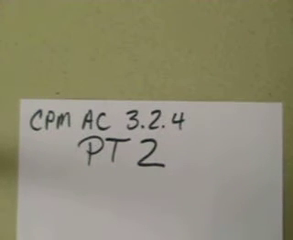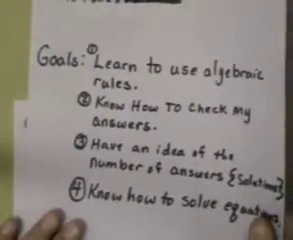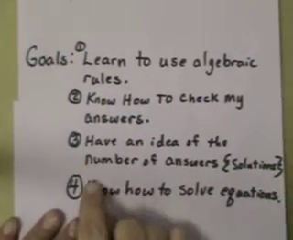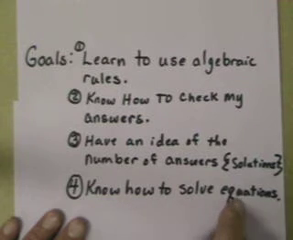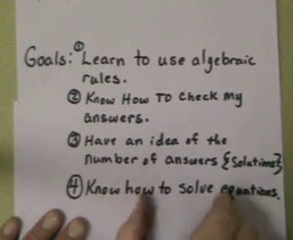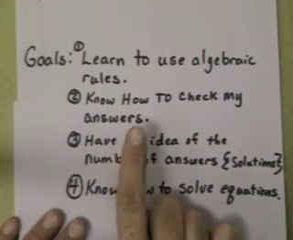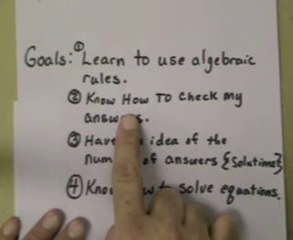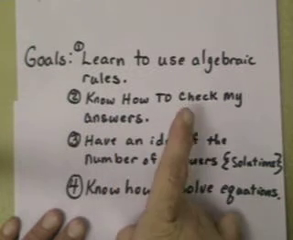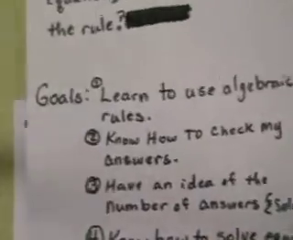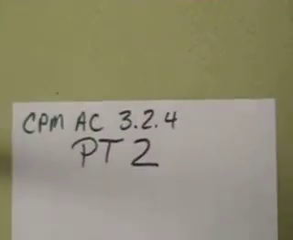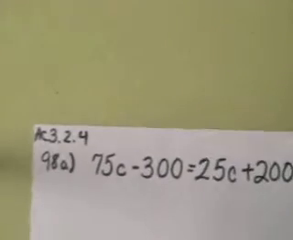Okay, welcome back to part 2 of section 3.2.4. We didn't get to finish all of our goals. One of our goals was to know how to solve equations, so we did solve some equations. We haven't talked about the number of solutions or how to check the answer. So we're going to do a couple of problems that they gave us. This is problems 98, and I'm going to do them really fast so that we can make it through.